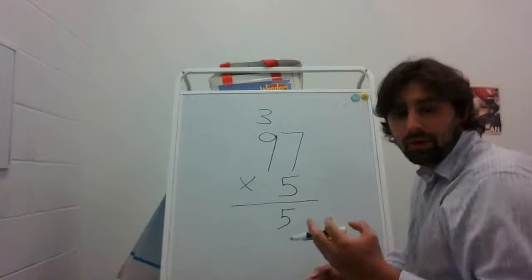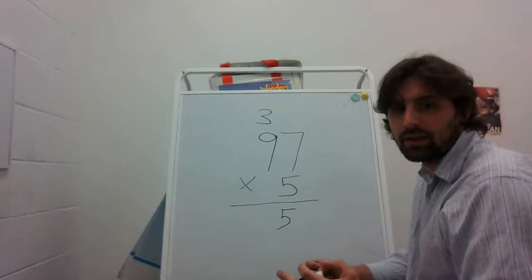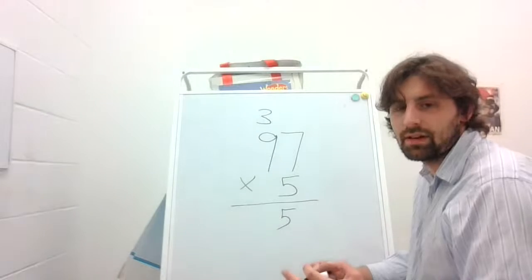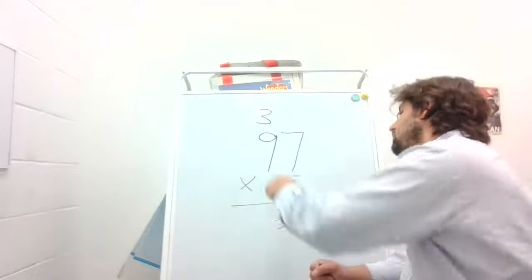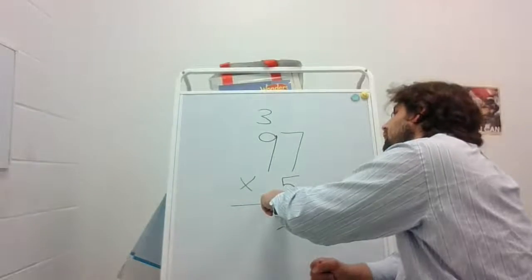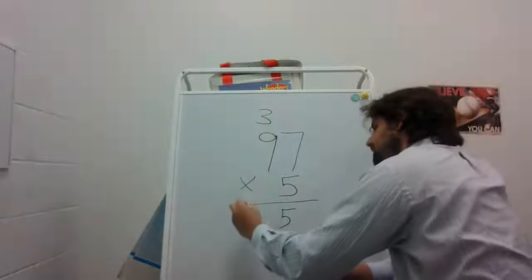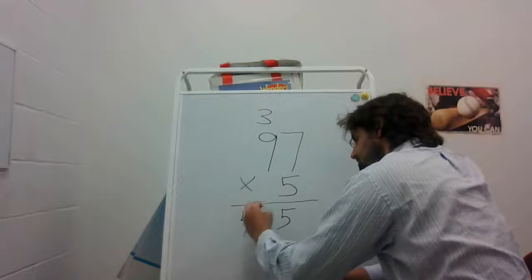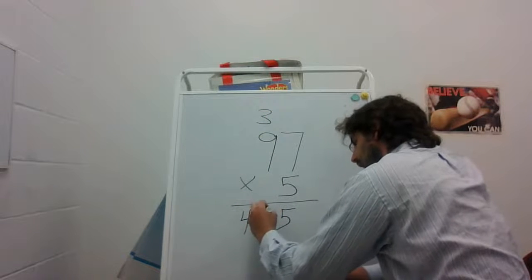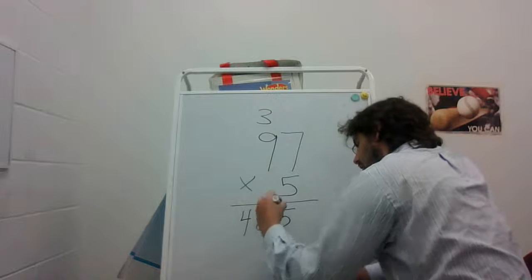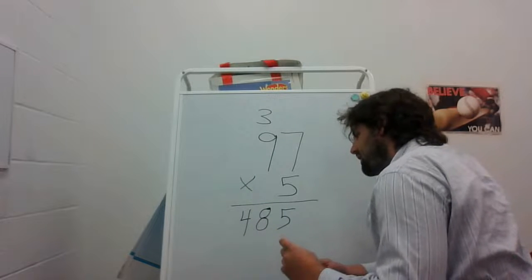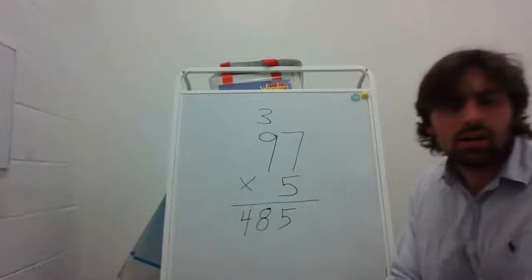Now I'm going to multiply the digit in the tens place times 5, and I'm going to add the 3 that I carried over. So 9 times 5 is 45, plus 3 is 48. So we have 485. That is the answer.